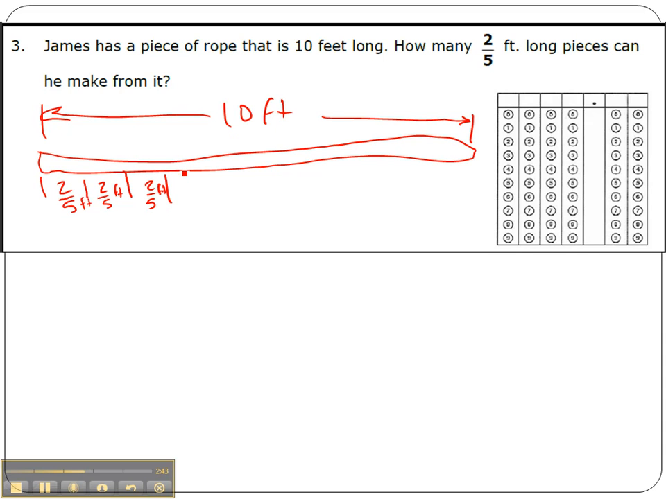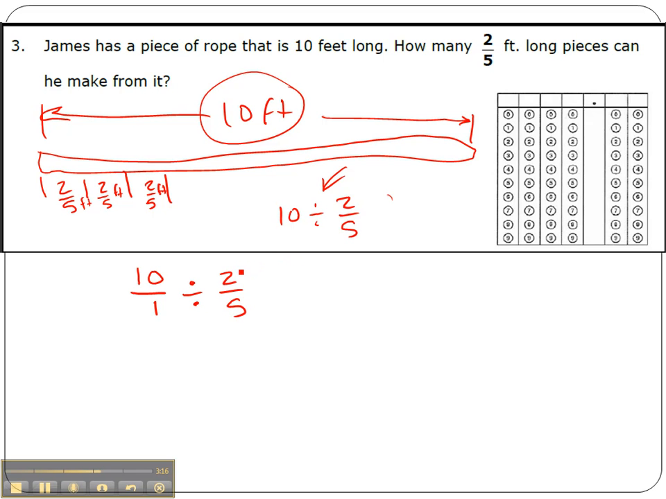So to find out how many of those pieces we can make from this 10-foot rope, we have to divide. So 10 is being divided into groups or into pieces that are 2/5 of a foot each. So 10 divided by 2/5. Figuring out this operation is the hard part of this problem. Hopefully this is the hardest part. I think once you know it's division, you know how to divide fractions now. So we need to write 10 as a fraction, 10 over 1, divided by 2/5.